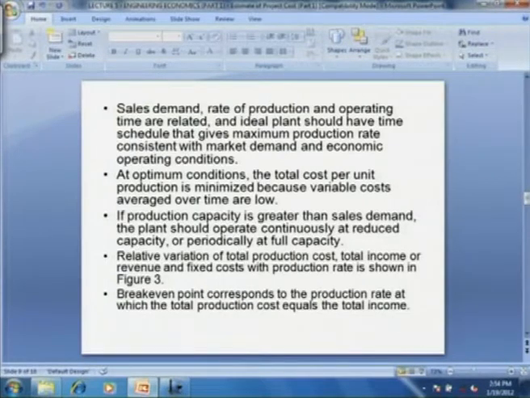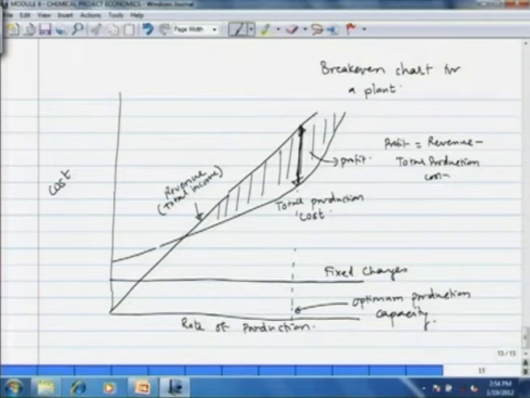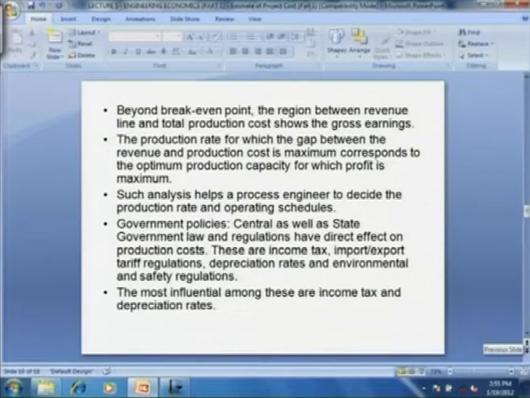And then the break-even point. This point is the break-even point. Here the revenue just balances the total production cost, and this region is that of loss, the region below the fixed charges. Here the net revenue is negative and that is loss. So this is the break-even chart for the processing plant. Beyond the break-even point, the region between revenue and total production cost shows gross earning, as I just said.